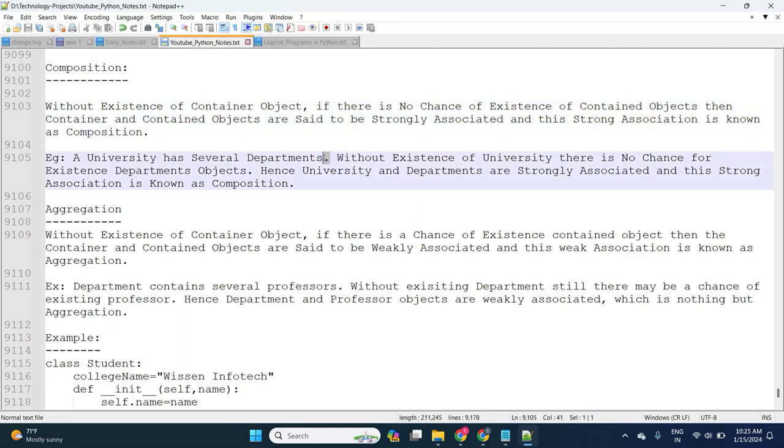University has several departments. Without existence of university, there is no chance of existing departments. So we can say this one as a strong association or composition.